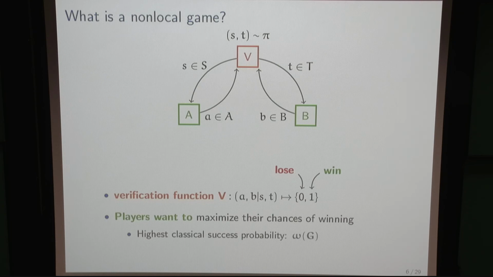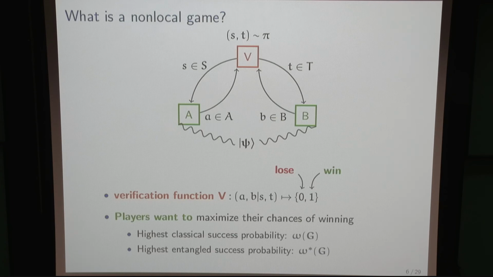Nobody likes to lose. The quantities that we look at are first the highest possible classical success probability for a given game, and that's often denoted by omega of G, where G is a game. We contrast that with what is possible when we allow quantum strategies, and the corresponding success probability is denoted by omega star. The game remains the same in the quantum case as well. All that changes is the strategies that Alice and Bob have access to.